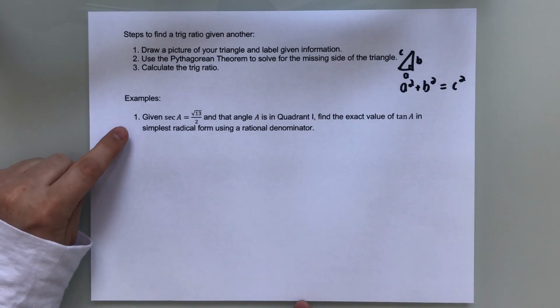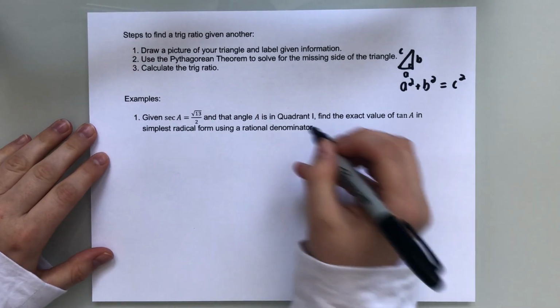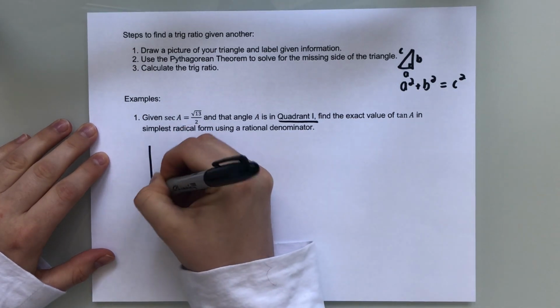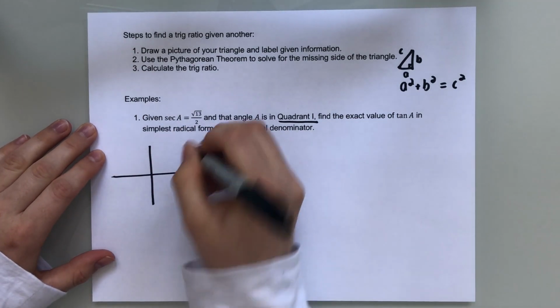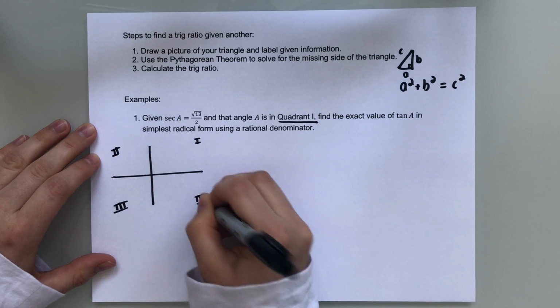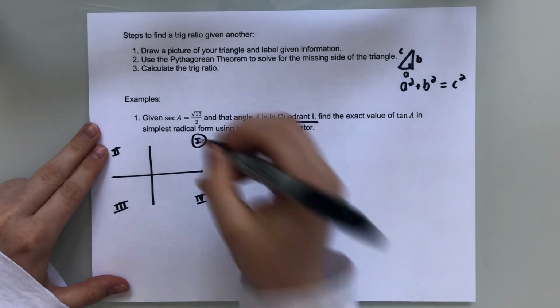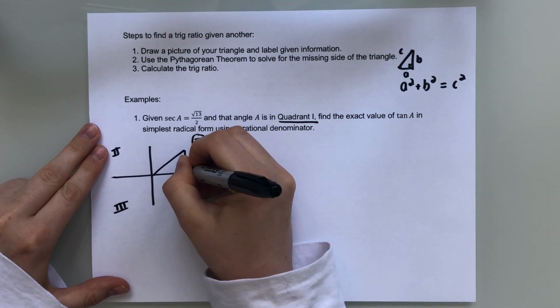So in our example below, we are given that secant of angle A equals square root 13 over 2, and that angle A is in quadrant 1. We want to find the exact value of tangent of A in the simplest radical form using a rational denominator. So step 1 is drawing our picture of our triangle and labeling our information. If you notice, they mention quadrant 1. That means that we are on a coordinate plane. Our quadrants are 1, 2, 3, and 4. We are only using quadrant 1 this week, so your triangles will all be in this upper right quadrant. So we're going to draw a right triangle right there.